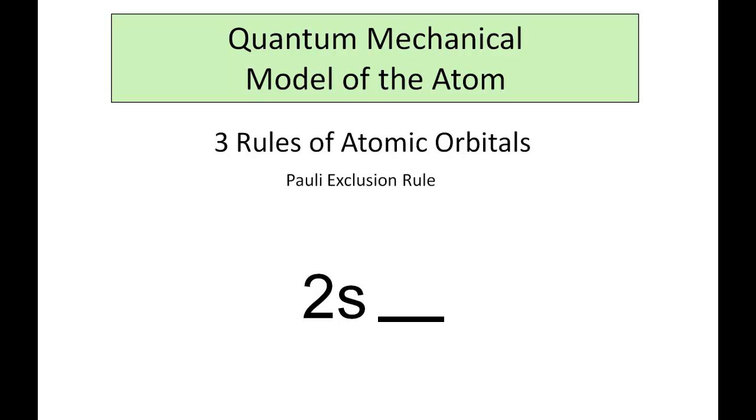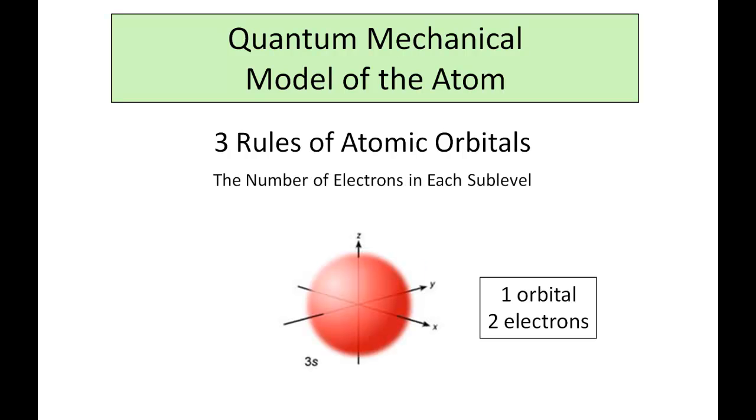The second rule of atomic orbitals is the Pauli exclusion principle. Here I have just one orbital, the 2s orbital, meaning it has a mediocre size path and is moving in a spherical pattern. The Pauli exclusion principle tells us that you can only have 2 electrons in one orbital, and when they are in the same orbital, they are moving in opposite directions, meaning one is going counterclockwise and the other is going clockwise.